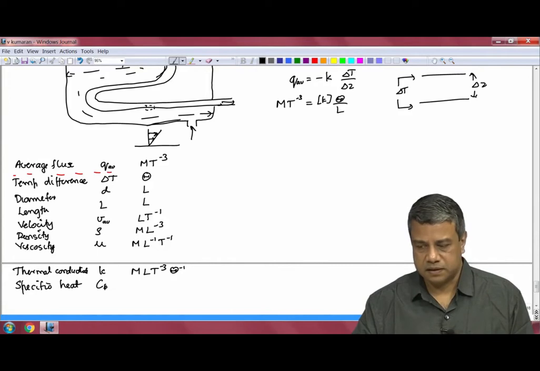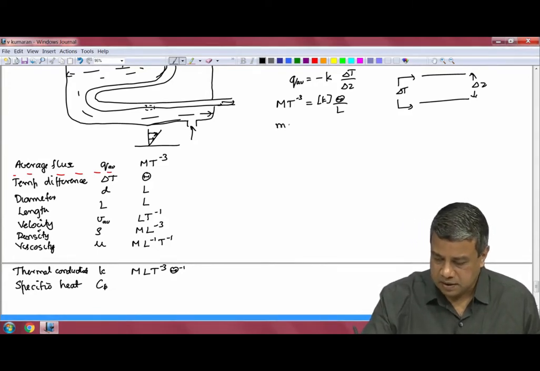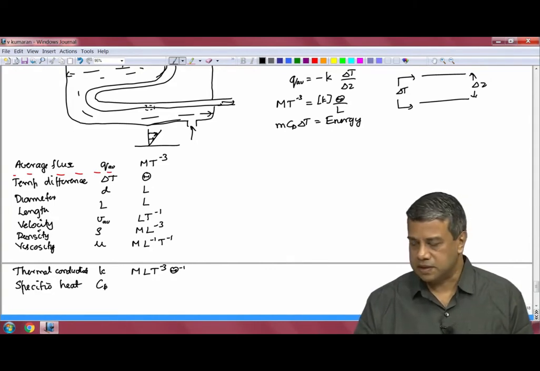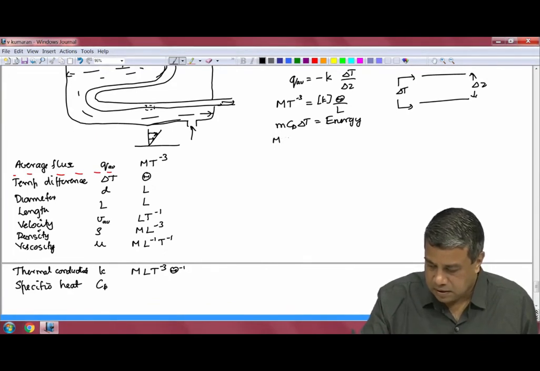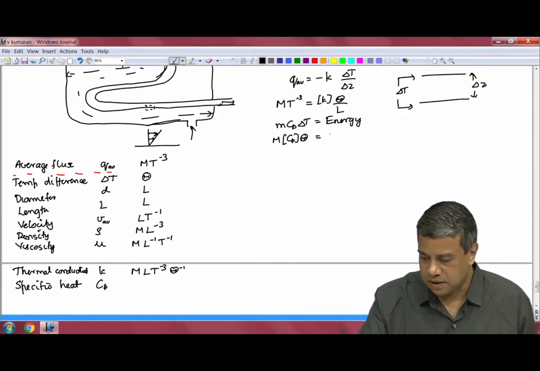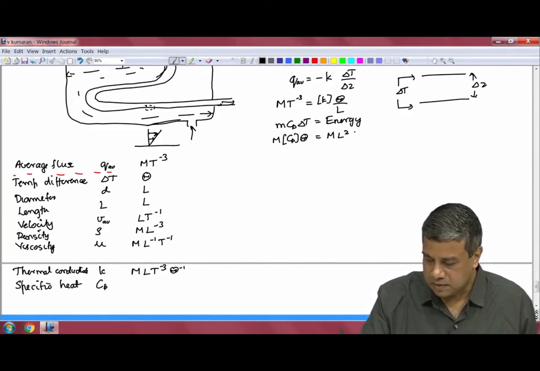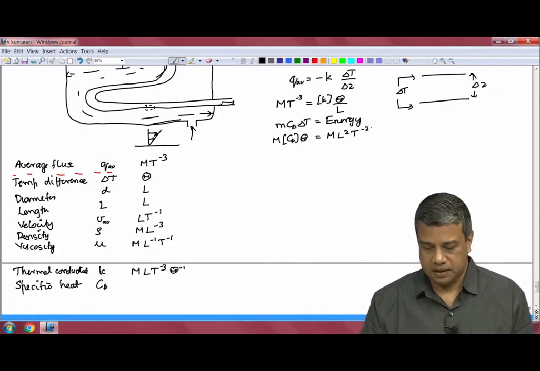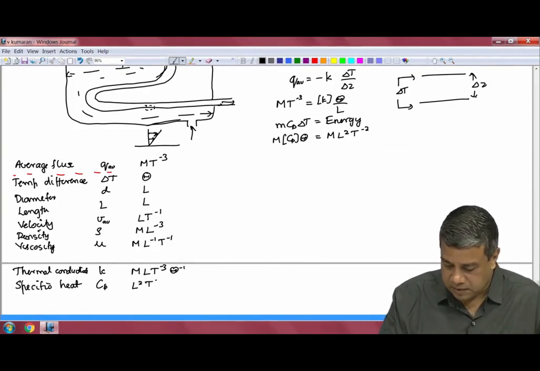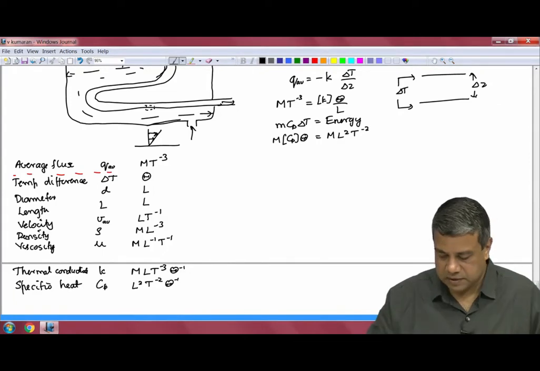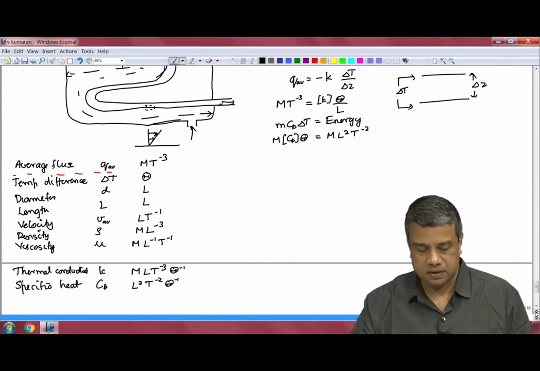And the specific heat. Specific heat we get from the expression m Cp delta T equal to the thermal energy. Well, it is actually the enthalpy, but it has the same dimension as energy. So I have the mass dimension, the dimension of the specific heat and the dimension of temperature equal to the dimension of energy, which is mass length squared T^-2. Therefore, the dimension of specific heat is L^2 T^-2 theta^-1.